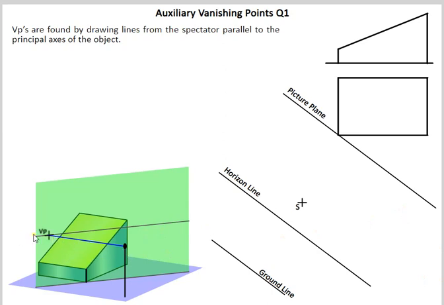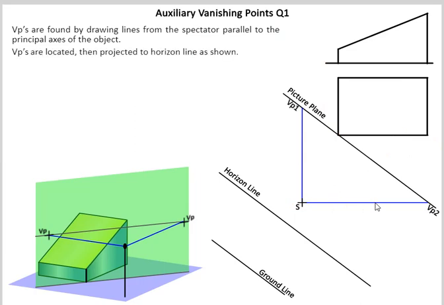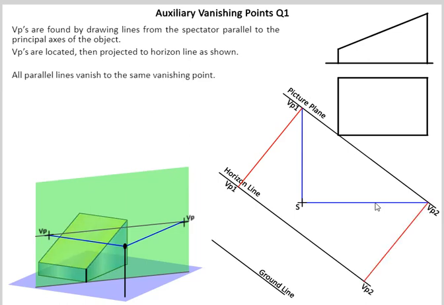So auxiliary vanishing or vanishing point 1 is set up, vanishing point 2 is set up. So in the plan view here, this is our vanishing point set up from our spectator, and again, to find vanishing points we go parallel to the sides of the object in plan. So to set up the two vanishing points, we go parallel to the sides, then we bring our points down to our horizon line, and that's where we'll be using them from.